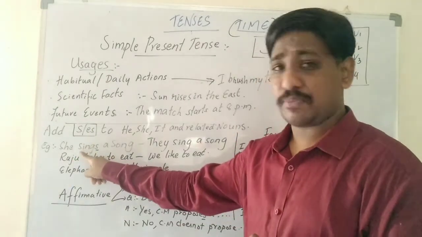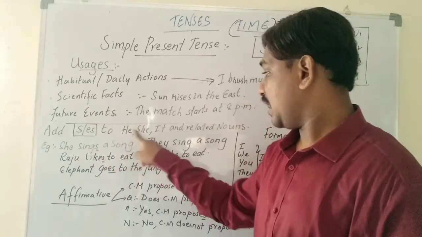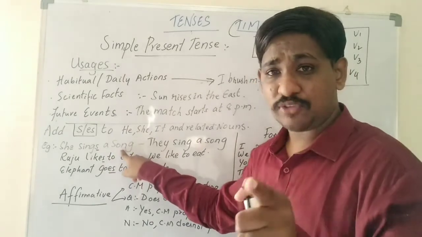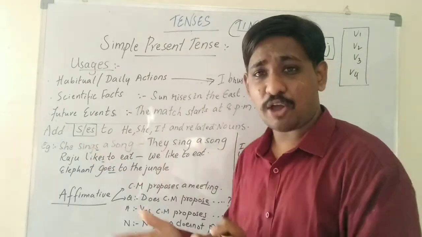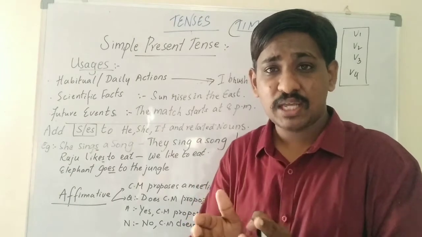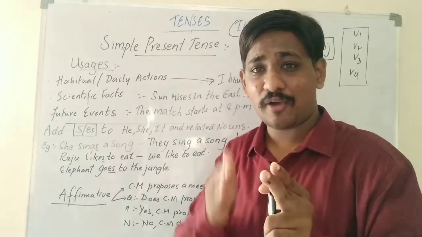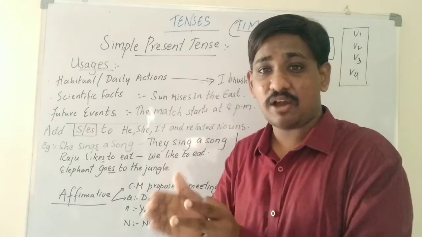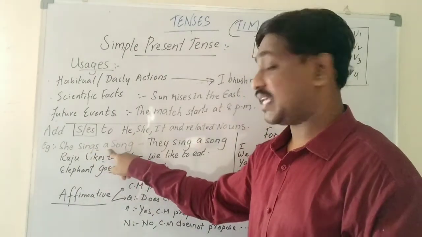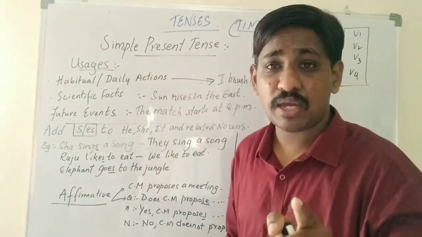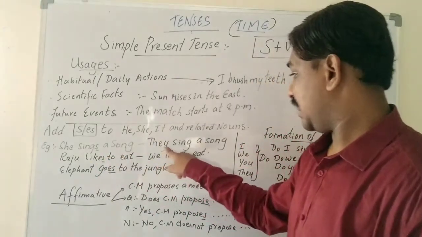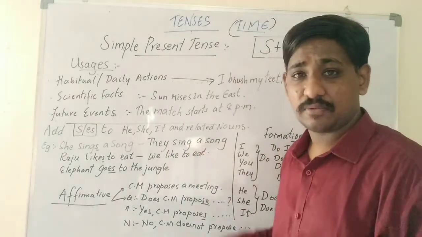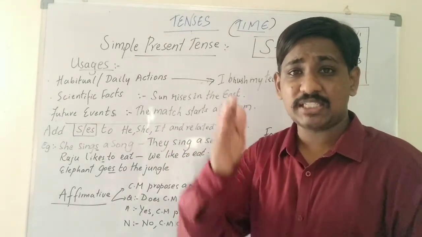It is evident in the examples. See here, only to he, she, it and related things. She sings a song. According to the formation, we might use "she sing a song", but the rule is we have to add s or es to the verb when the subject is he, she, it or an equivalent. "She sings a song" is correct. "She sing a song" is wrong. Likewise, "they sings a song" is wrong. They is plural: "they sing a song."